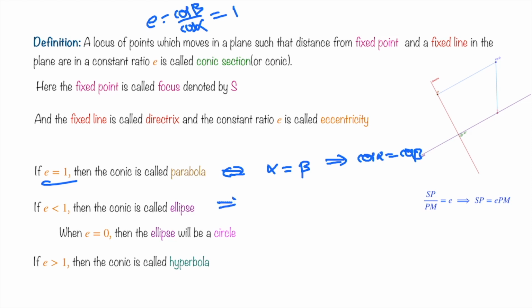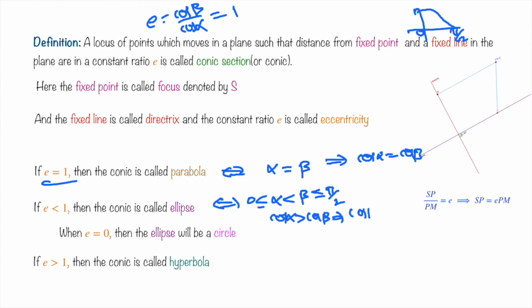We know we get an ellipse when alpha is less than beta, right? Here 0 is less than or equal to alpha, beta less than or equal to pi by 2. So we should know something about the cos function. Cos is a decreasing function: at 0 the value is 1, at pi by 2 it is 0. So from 0 to pi by 2, cos is a decreasing function. So for alpha less than beta, cos alpha will be greater than cos beta. That implies the cos beta by cos alpha value is less than 1. So in this case, the E value is less than 1.